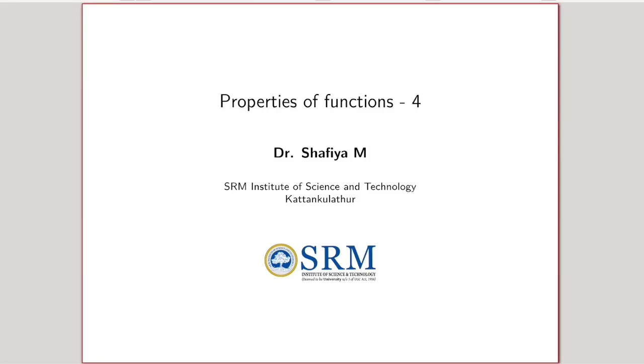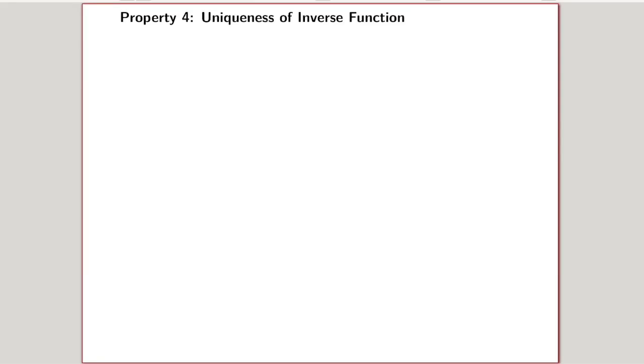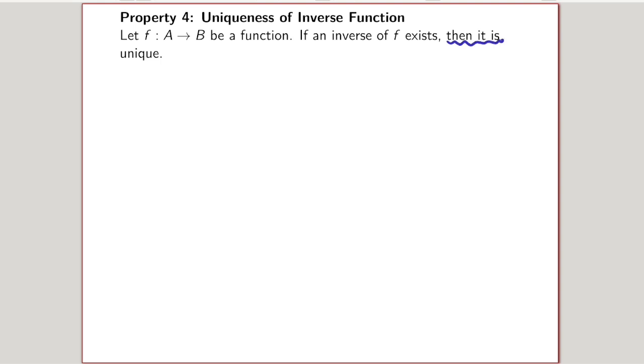Hello everyone. In this video, let us see the fourth property of functions, that is uniqueness of inverse function. This property is nothing but: if a function f has an inverse, it will be unique. That is, for a function, we cannot have two inverse functions. So the inverse, if it exists, should be unique.